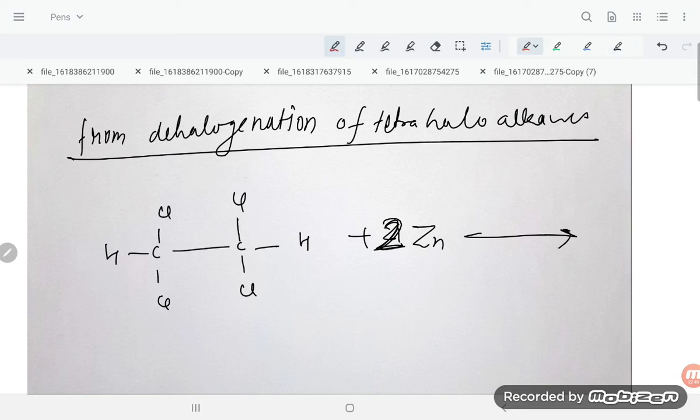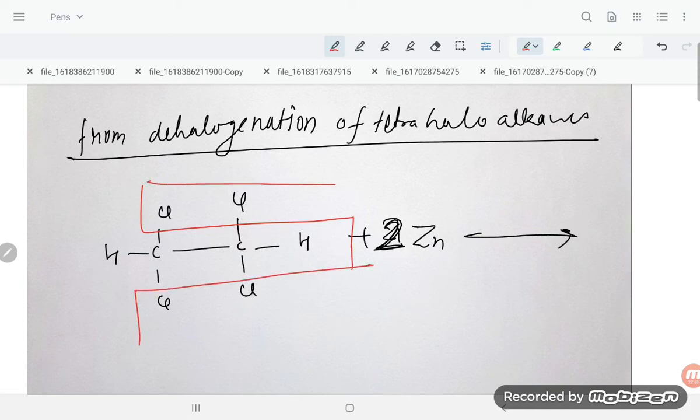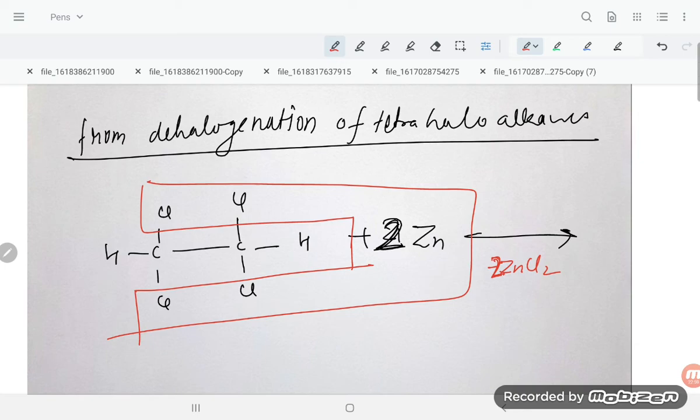What we are going to do is these two will go out, so this is minus 2 ZnCl2 coming out. So what the product is going to be is H, C, triple bond C and H, which is what is known as ethyne. So this is how it forms.